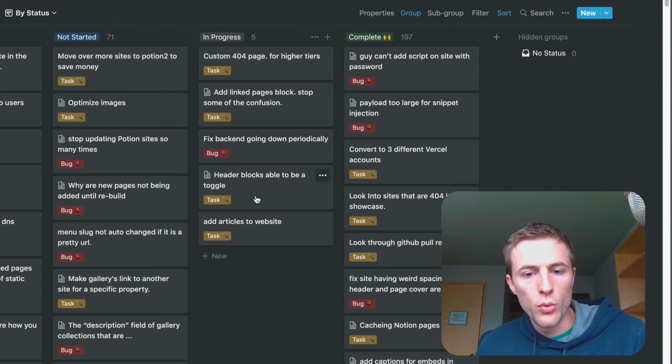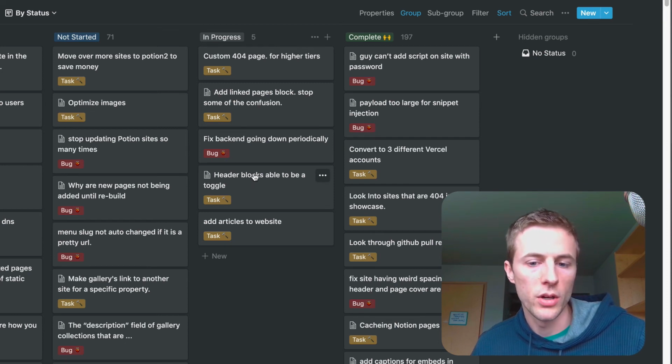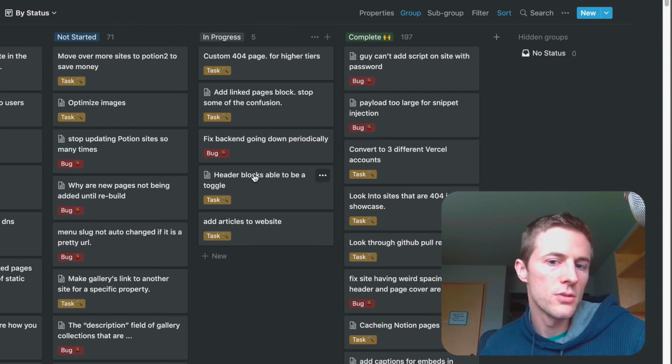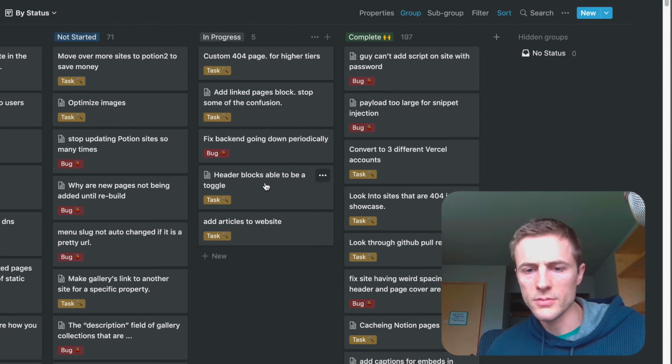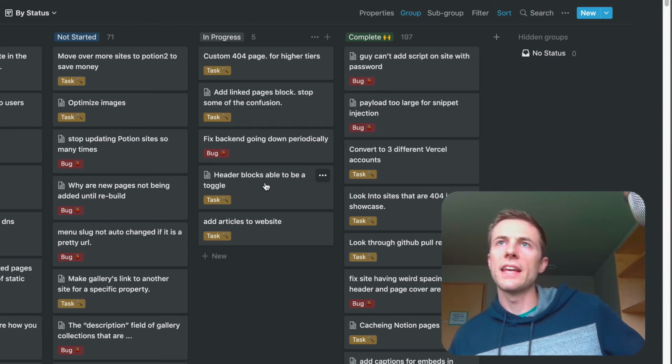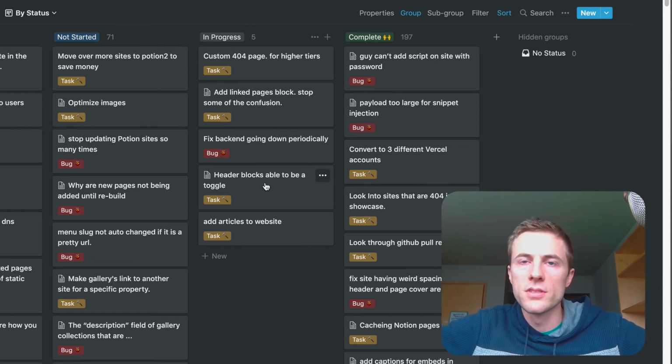This is another new one where Notion just added the ability to have header blocks with toggles. That's one where if someone tries to do that in Notion, they're going to be confused that it doesn't work in Potion. Those are the kind of little use cases I want to build around. And so I'll probably for a little while be focusing more on product.